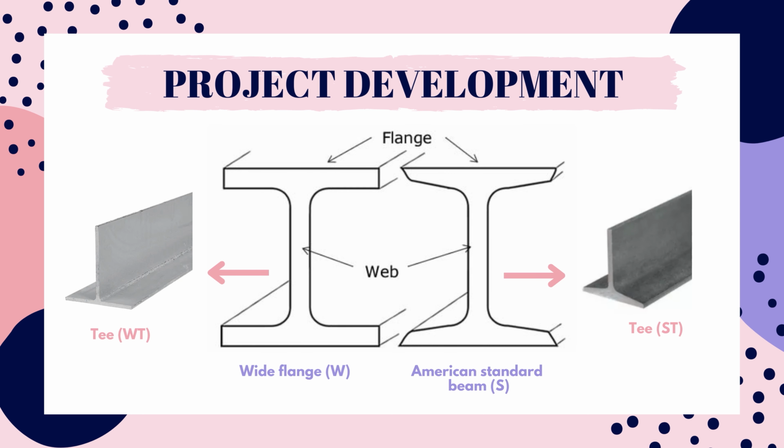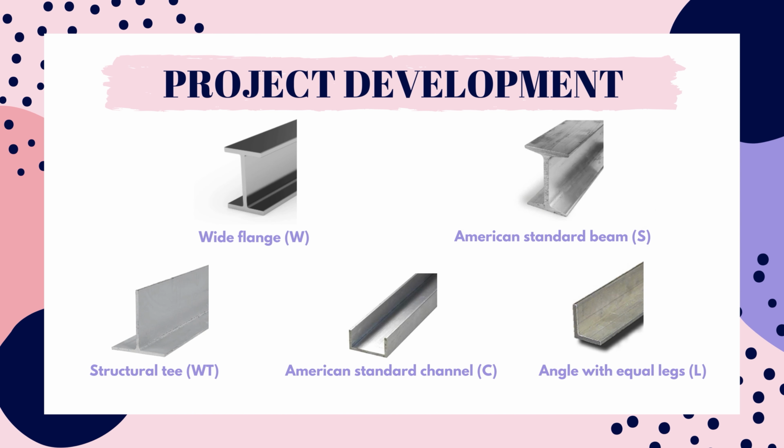When these members are cut in half, that's where the structural T's come from. The wide flange creates the WT, and the American beam creates the ST. In the scenario described, a T shape would not be as effective in handling horizontal loads as a wide flange due to differences in load-bearing capabilities.